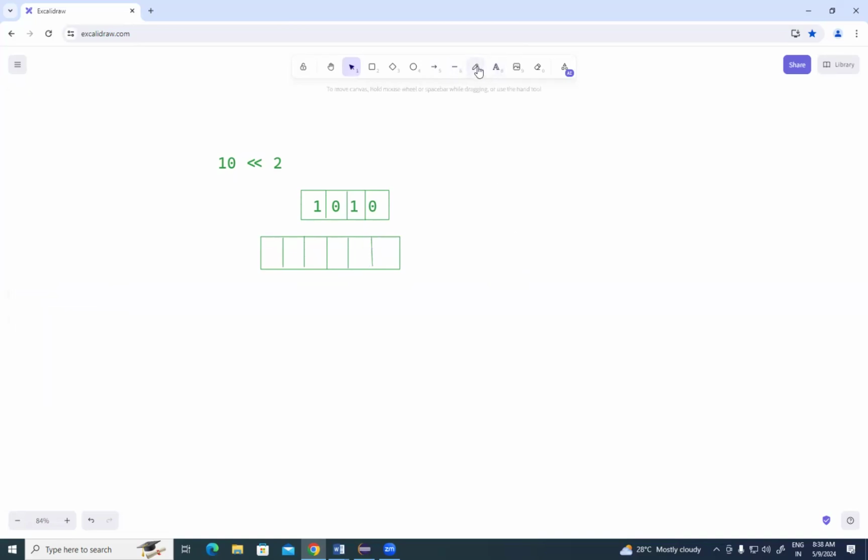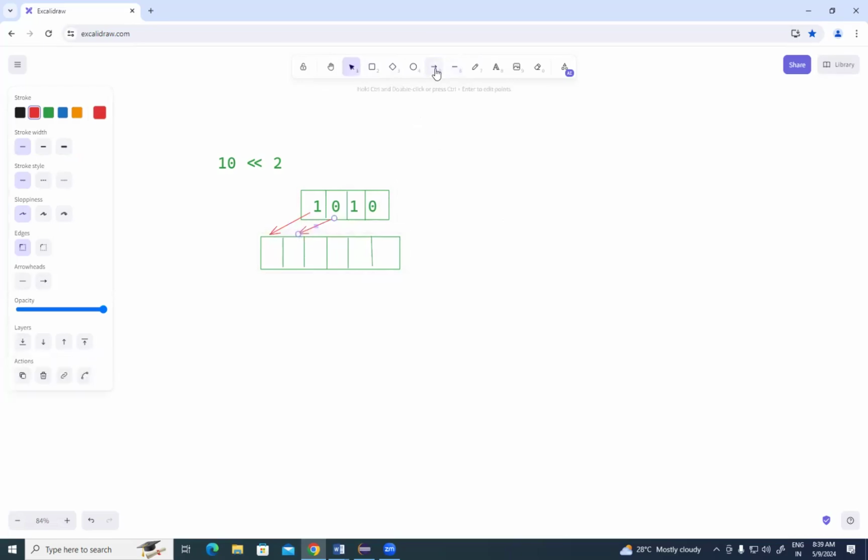Okay, folks, listen to me. How many times? By 2 times. That means shift these digits to the left 2 times. Which means this 1 will come here. Better you understand me like this. This 1 will come to this place. Next, this 0 will come to this place. This 1 will come to this place. This 0 will come to this place. Shifting now.